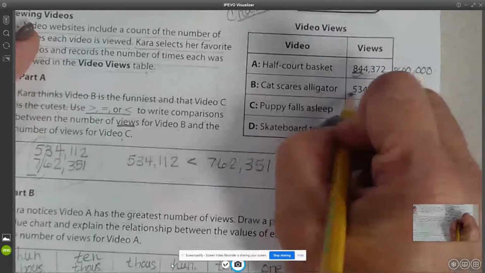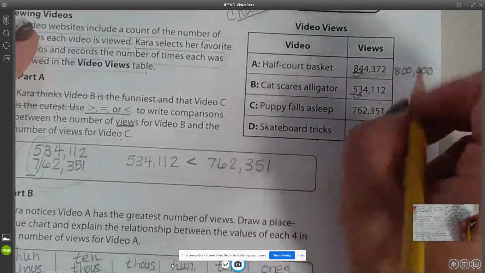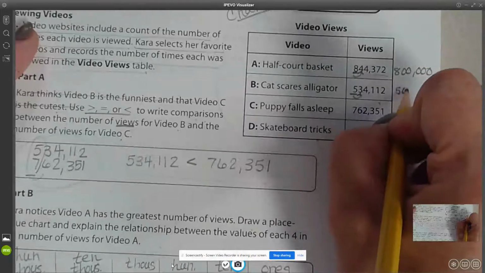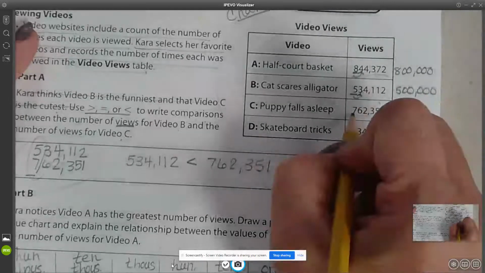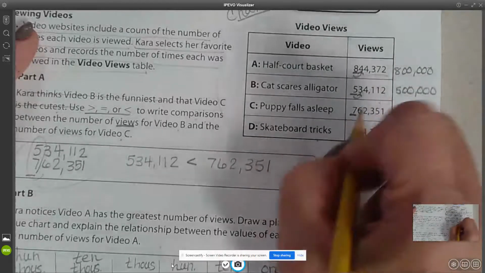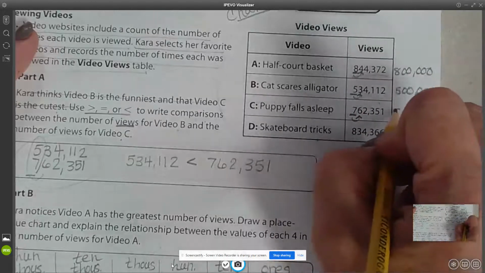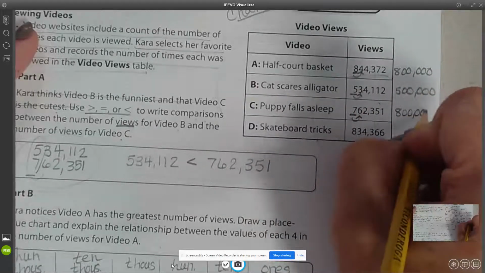If I'm looking at B, the 5 is the 100,000, so I'm going to look at 3. My 3 is going to tell me to go down to 500,000. I'm looking at C, 7's in my 100,000s. That's 6. 5, 6, 7, 8, 9. We go up. So that's going to go up to 800,000.